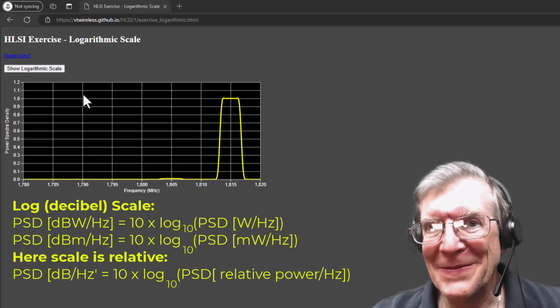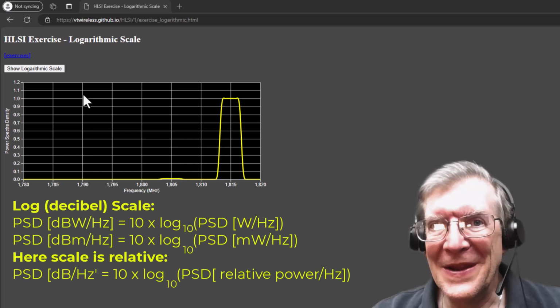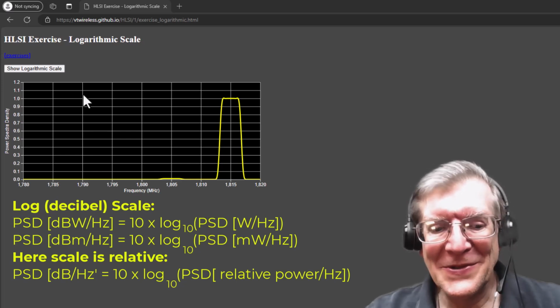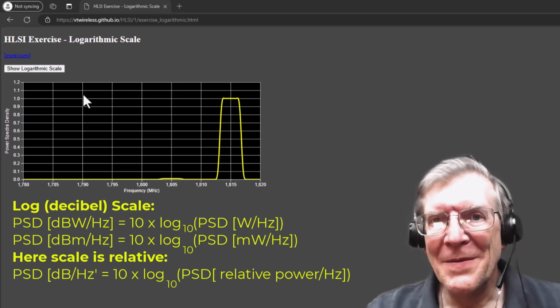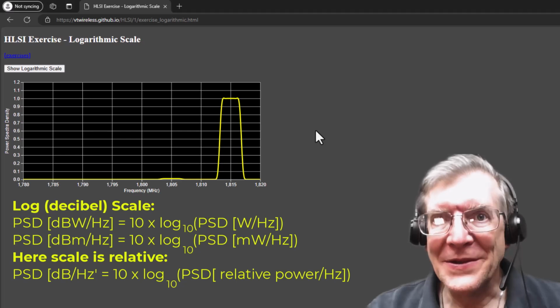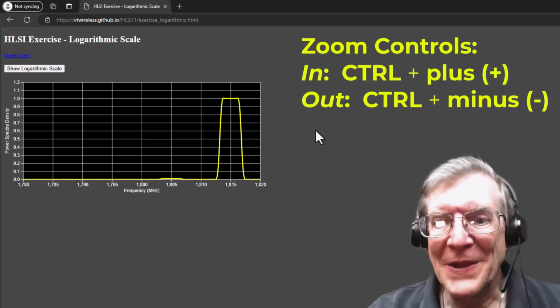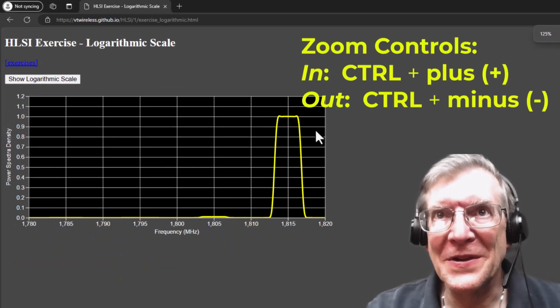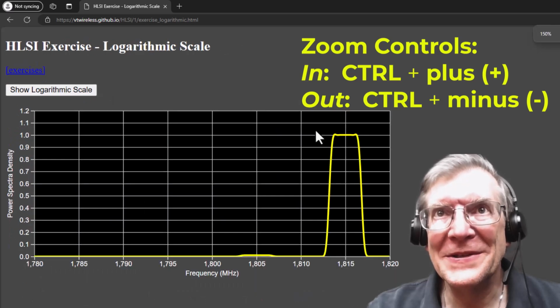Right now you're looking at the simulation at 100% on a full HD or 1080p screen, and we can change that magnification or the zoom level. In most browsers you can use Control plus, Control minus, and you'll see a change in the size of the display. So I'm just going to use Control plus to zoom in. We can use Control minus to zoom out.